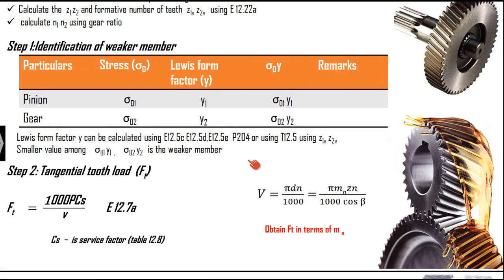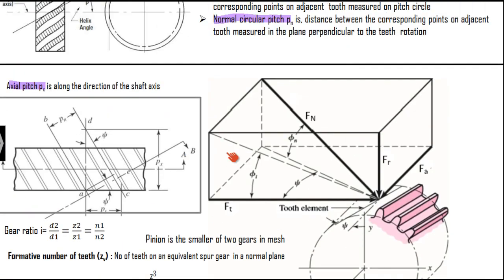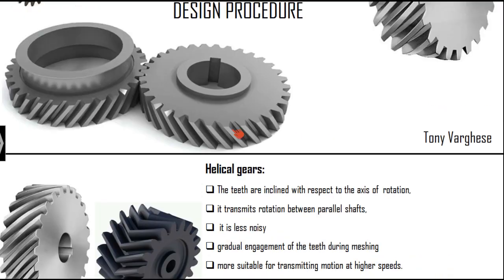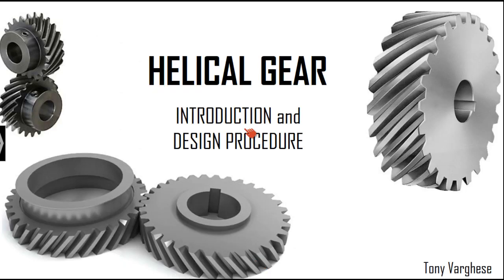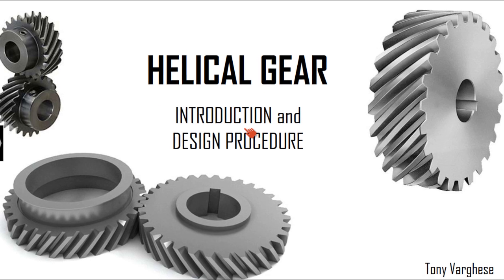And in the next session, I will solve one or two questions on the helical gear, where we have two different types of problem. One with the number of teeth given and the diameters unknown, and the second type with the diameters readily available with us. So this is how we are going to design it.